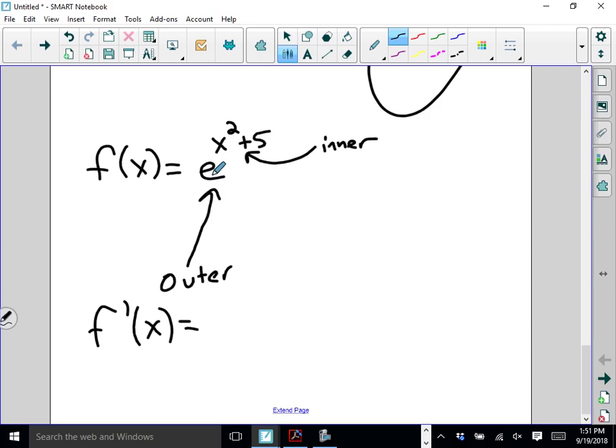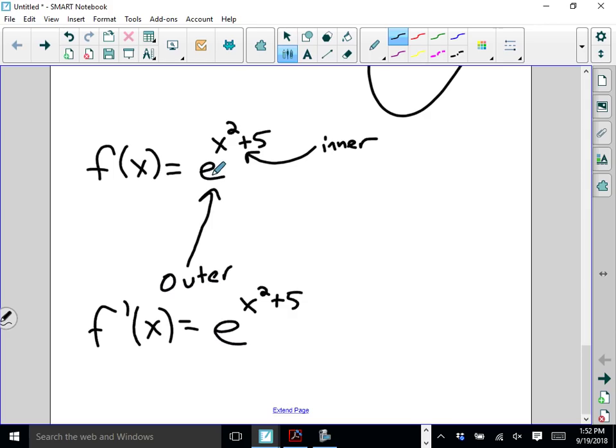So I have to do the derivative of the outside, but I have to do it with respect to the inside. So I'm going to have to do e to the x squared plus 5. Anytime we have an e derivative, we end up just rewriting our original function. So the derivative of the outside is e, but it is e with respect to the inner function. This is the derivative of the outside with respect to the inside.